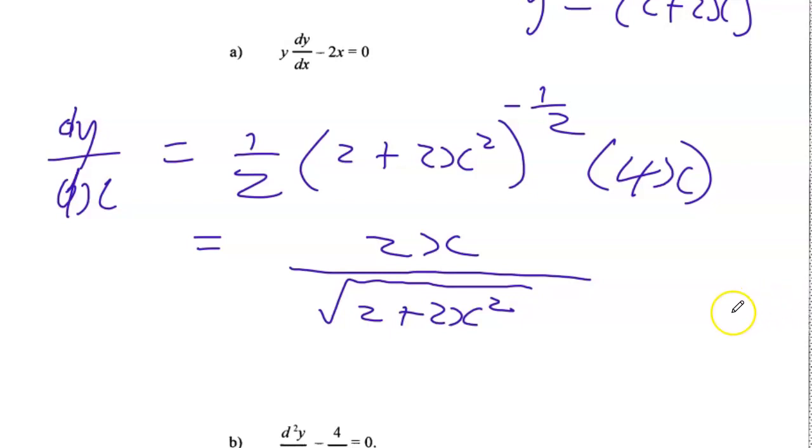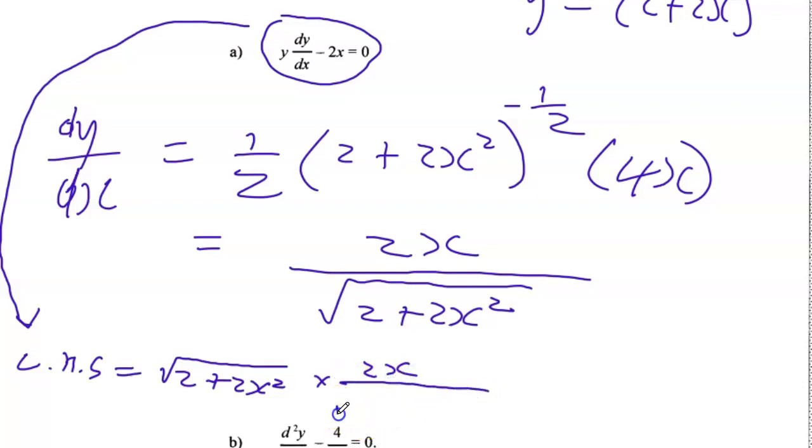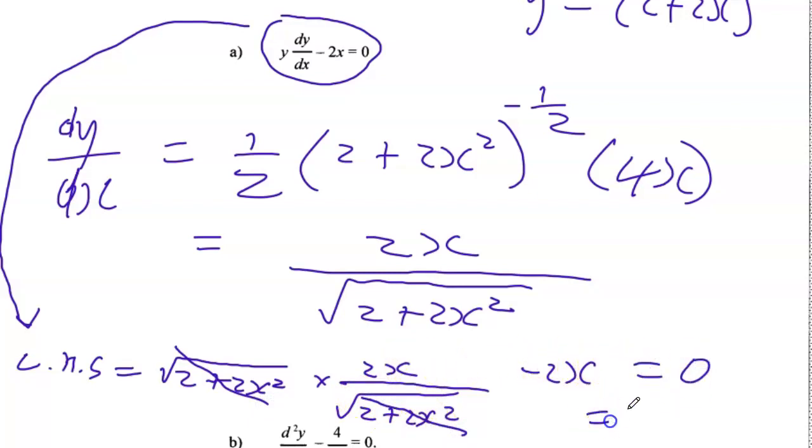Now let's look at the left hand side. This proves the left hand side. The left hand side is y, and y is the square root of 2 plus 2x squared, times dy by dx, which is 2x upon the square root of 2 plus 2x squared, minus 2x. Now root 2 plus 2x squared into itself, that's 1. So we end up with 2x minus 2x, which is equal to 0, which is what the right hand side is. Therefore, it's proven.